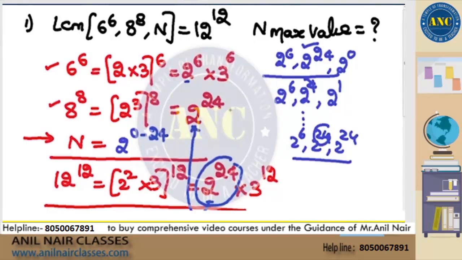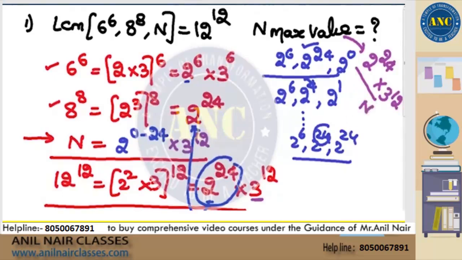Next, 3 power 12. LCM always takes the highest power of the given prime bases. First, 3 power 12 is not there. Second, 3 power 12 is not there. So third definitely it should be there. So the maximum value of n is 2 power 24 into 3 power 12. Please write down: maximum value of n is 2 power 24 into 3 power 12.